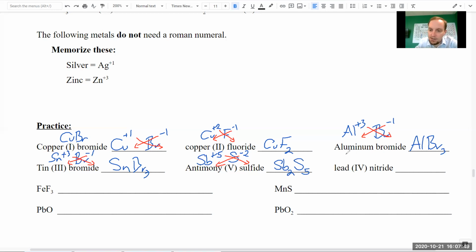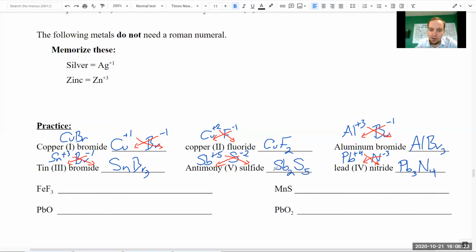Lead 4 nitride. Lead is Pb, excuse me. Pb is lead. That Roman numeral right there is a 4, so that's a +4 charge. Nitride always has a -3 charge. So again, same as always, move that 3 down there, that 4 down there, drop off the positive and negative. What we end up with is Pb3N4.